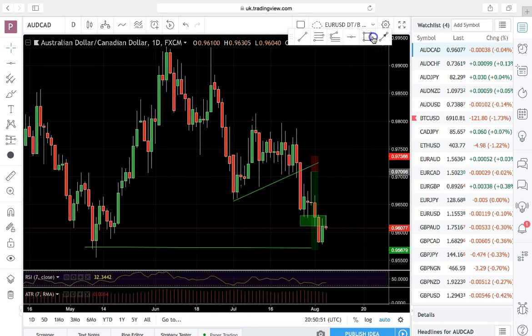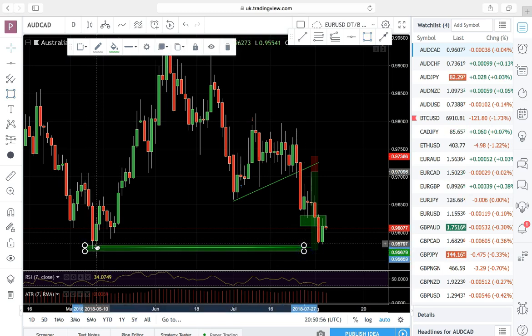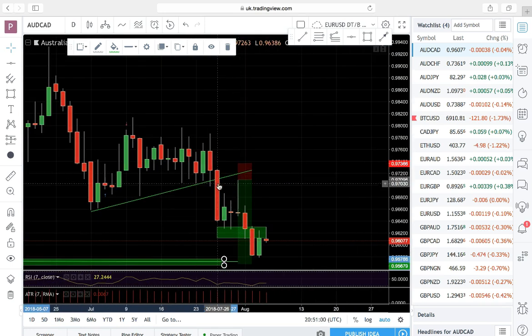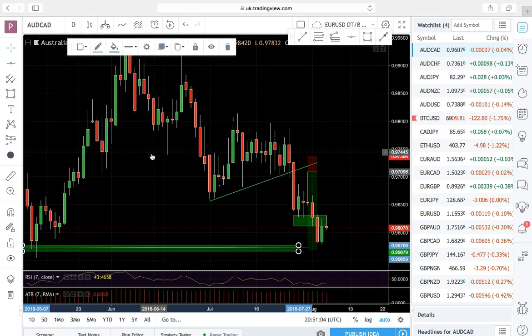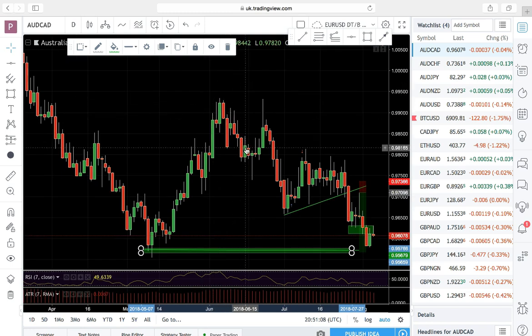In this case, this would be my support level. This would be one of my support levels down here. This is a major structure. This is a major support level. And before we took this trade, the market was right around this area here. So we've identified our support level. We've identified what the market is doing. Market is clearly trending down.